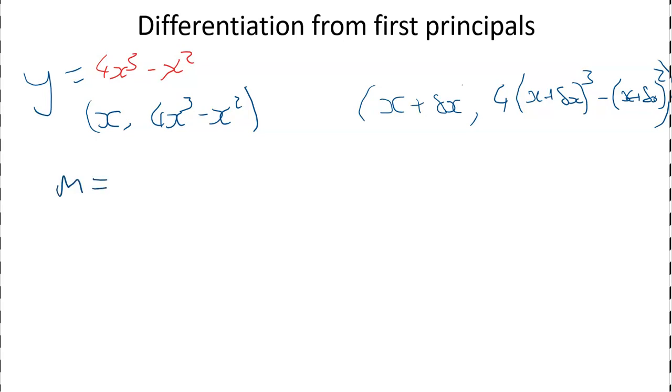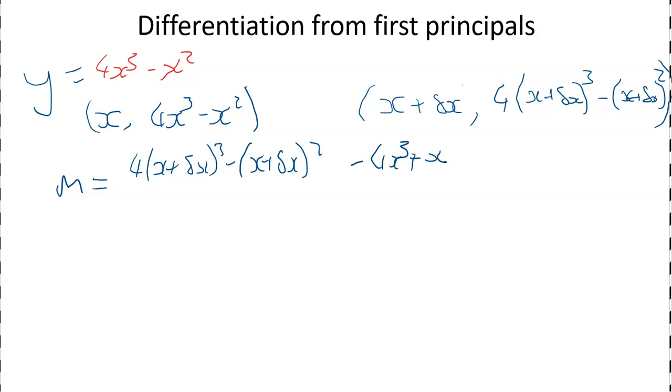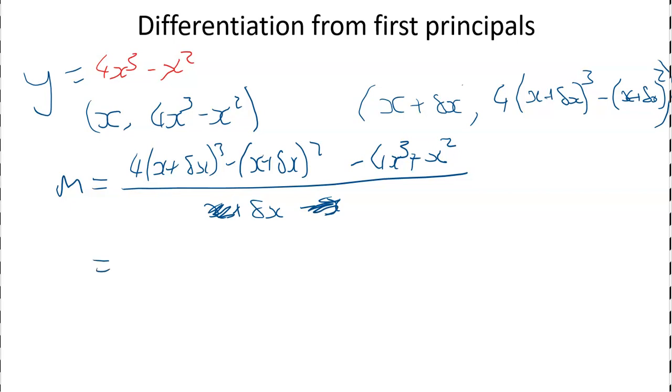And the gradient is going to be the difference in the y values over the difference in the x. So it is 4 bracket x plus delta x cubed minus bracket x plus delta x squared minus 4x cubed minus x squared, plus, because we're taking away a minus, so plus x squared, all over x plus delta x minus x. So we can just get rid of these x's straight away. Right, so it's cancelling down this thing that's going to be tricky. So let's just put equals for now. And we need to expand all of this, really. There might be an easy way to do it, but let's just expand it all and then cancel it all down.